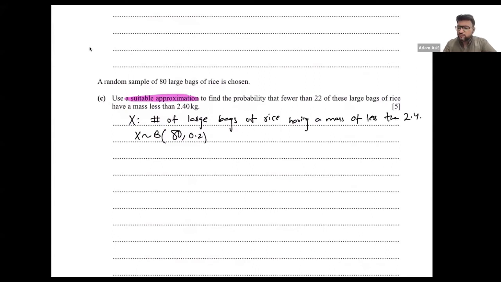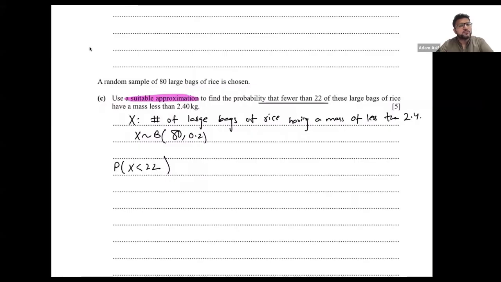Okay, we need to find the probability that fewer than 22. Probability that X is less than 22. अब x less than 22 में कितनी probabilities आएंगी? 0, 1, 2, 3 up till 21. It's not feasible for you to calculate the individual probabilities in the exam. So that's why you're going to go for an approximation. And that approximation is a normal approximation.